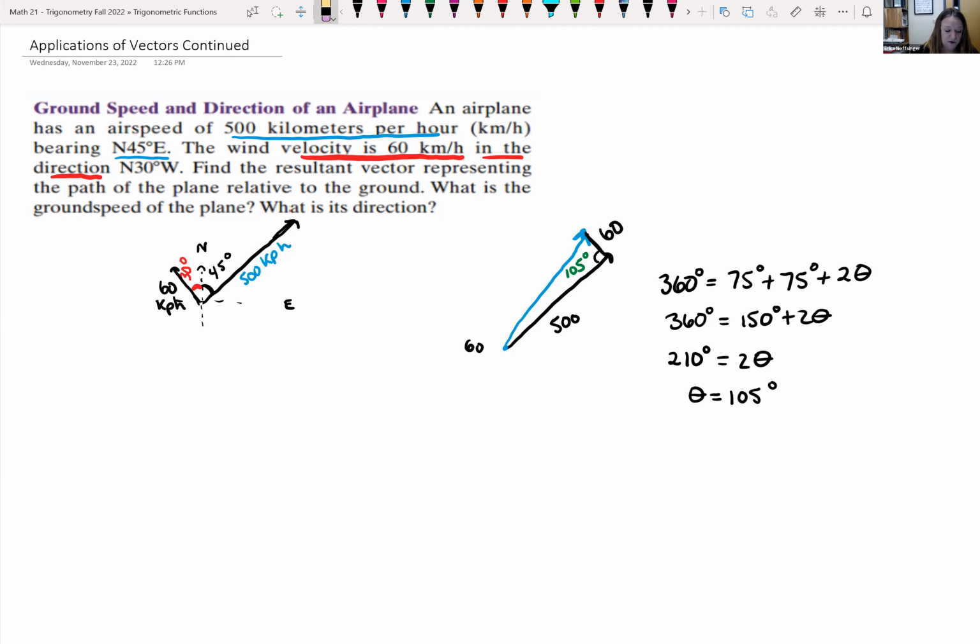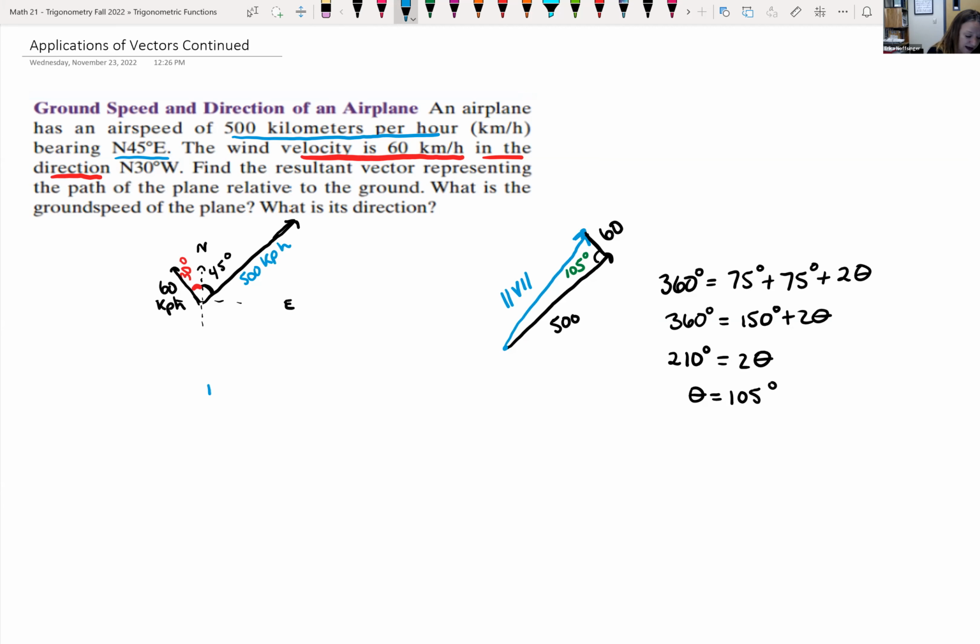I know I would be using the law of cosines because we don't know that this is a right triangle. And so, law of cosines, let's call this resultant vector, how about let's call it V. Basically, we're trying to find the magnitude of V.